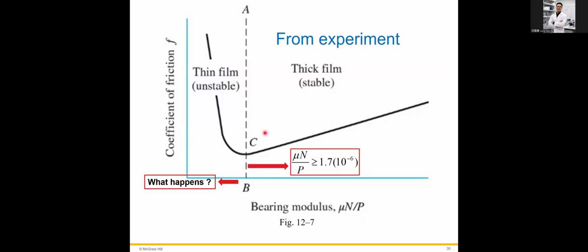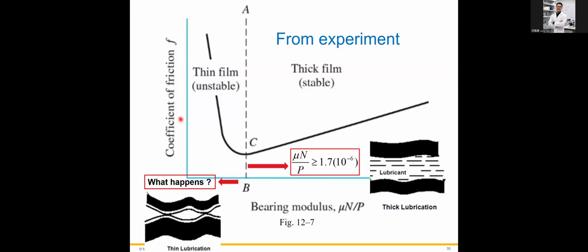Okay, so any questions about that? Okay, so with a thin clearance, these two surfaces almost contact, right? And when these two surfaces contact each other, the friction increases, the temperature increases, right? For the thick lubricant film, these two surfaces are separated stably, therefore the journal keeps rotating at a relatively lower temperature.